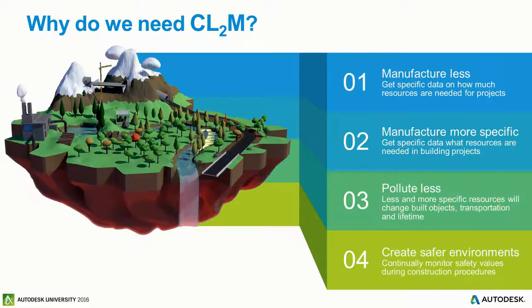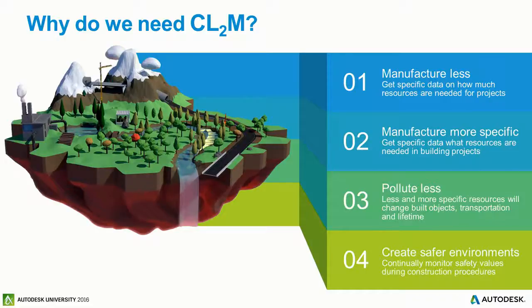We can manufacture less because we get specific data. If we get the feedback from the construction and we know, okay, this steel isn't good enough, or this concrete we have to change, and we get real-time data back, then we can look in the design and think, okay, I need different materials, so I can manufacture more specifically. So I can say, I only need this, because I know out of my sensor data that this is going to last a lifespan of 100 years or whatever. So that's why we need CL2M.